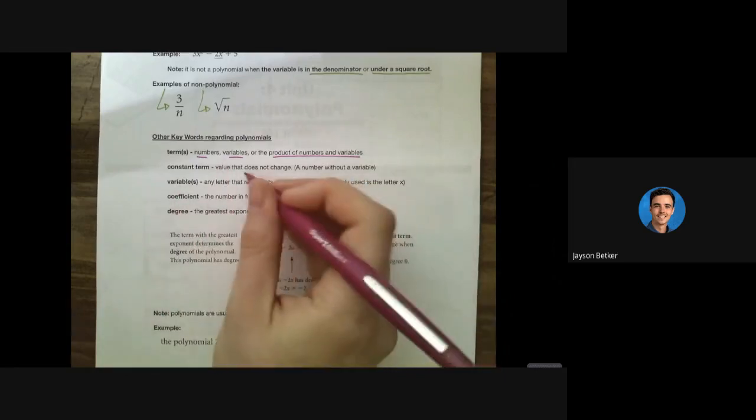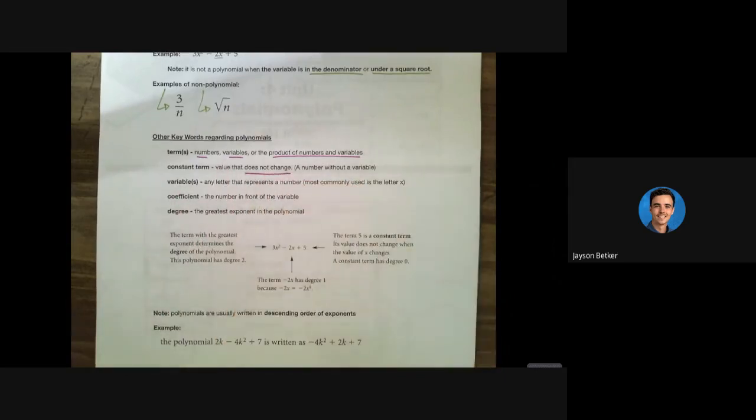What is a constant term? A constant term is the same thing as a term, but it is a value that does not change. So it's a number that doesn't have a variable.